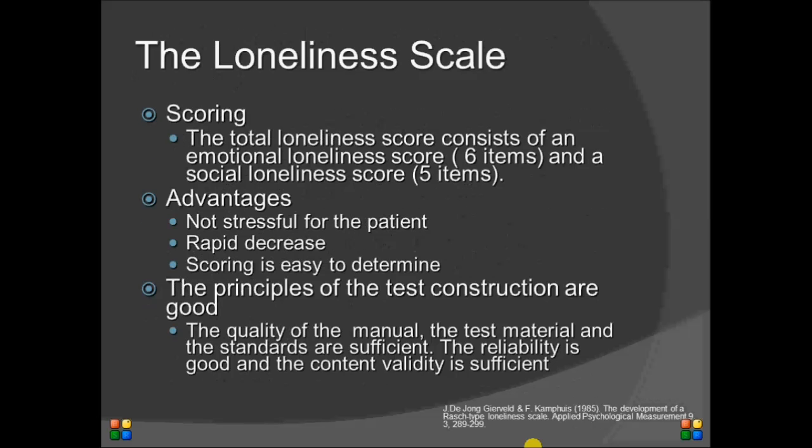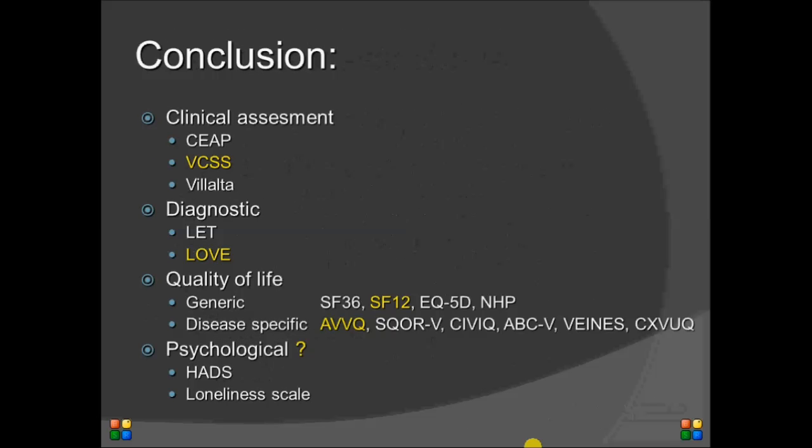So, conclusion. Clinical assessment, I think at this moment for the C of the CEAP clinical, the VCSS is the best. The diagnostic tool, if you want to quantify what you measure, whatever measure you use, I think the LOB score really segments and gives the right information. Quality of life, the generic, the shorter the better. That's the short form 12. The AVVQ is the best validated till now, I think. And psychological change, we don't know yet.